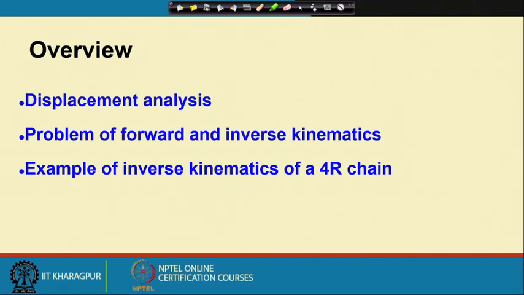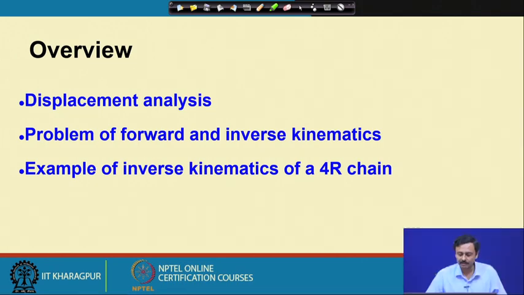We will continue with our discussion on displacement analysis of constrained mechanisms. So, in this lecture we will look at the example of the inverse kinematics of a 4R chain. This is one of the problems of displacement analysis.